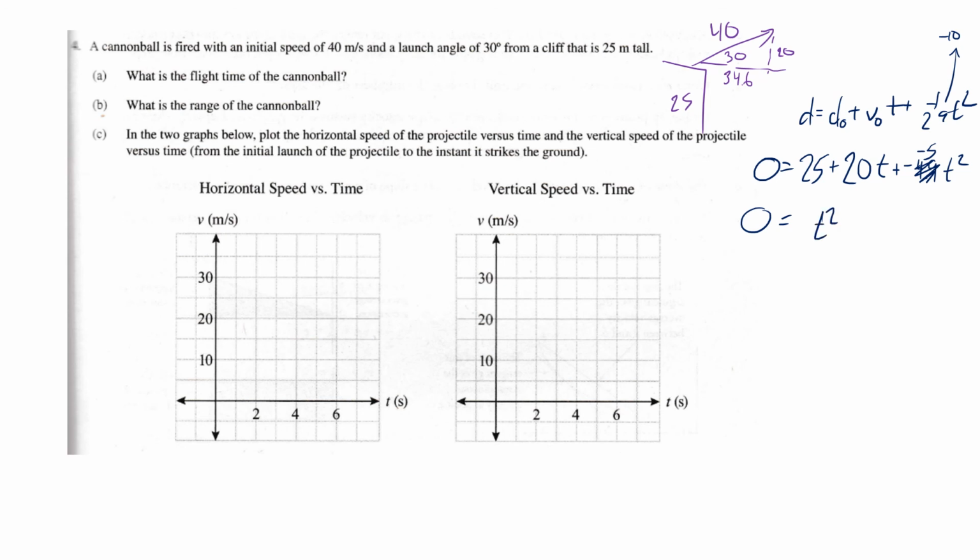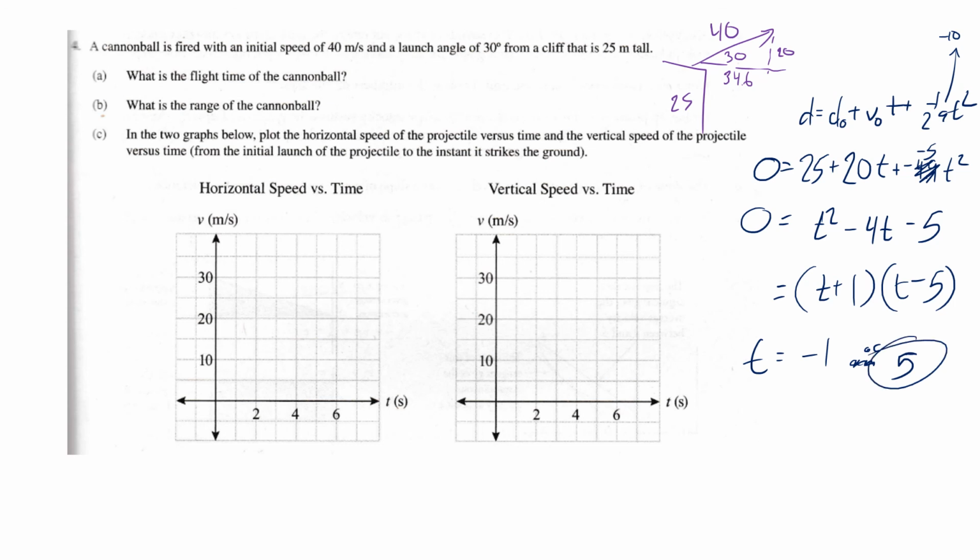So I'm going to get t squared minus 4t minus 5. Okay, t. So this will be a +1 and a -5. So t is equal to -1 or +5. Which one do I care about? I care about this one, because the other one is on that side. I don't care about that. Okay, that's the flight time, 5 seconds.